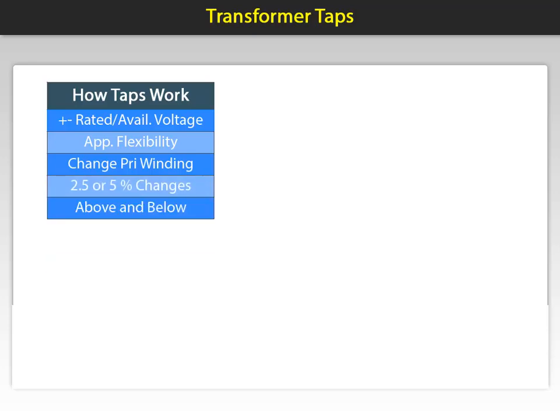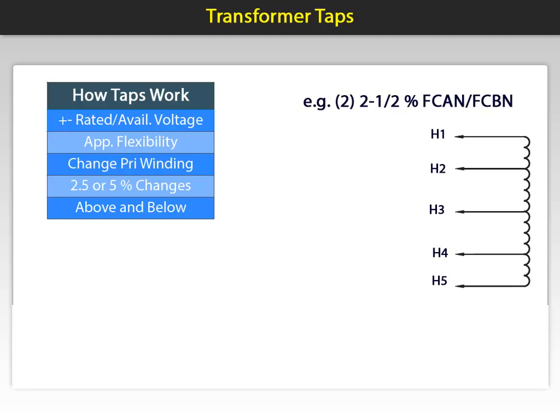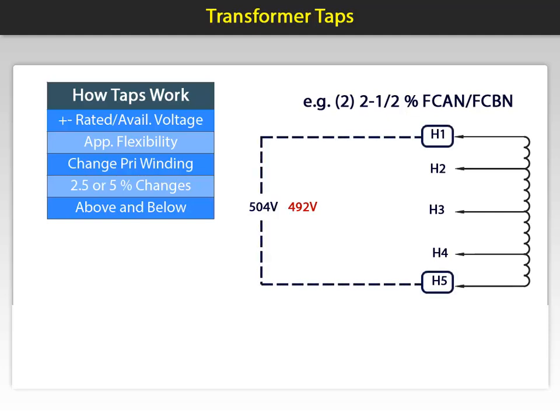Let's look at a standard dry-type distribution transformer with two 2.5% taps above and two 2.5% taps below normal. The primary wiring diagram looks like this. Let's assume that the rated voltage is 480 volts. 2.5% of 480 would be 12 volts, making the above normal taps available at 492 and 504 volts. To achieve a matching turns ratio for 504 volts, the source lines are connected to H1 and H5, and for 492 volts, the lines are connected to H1 and H4. Normal 480-volt connections are to H1 and H3.